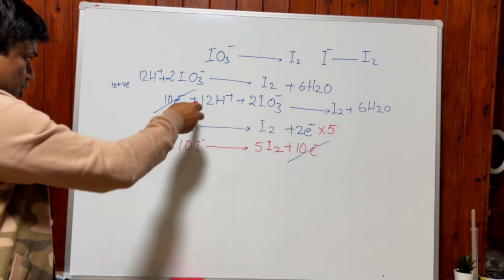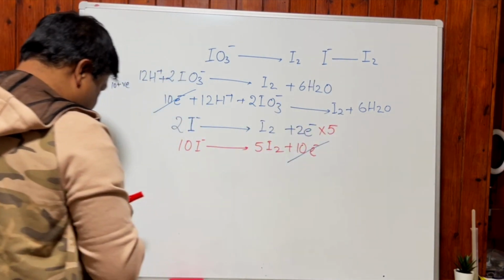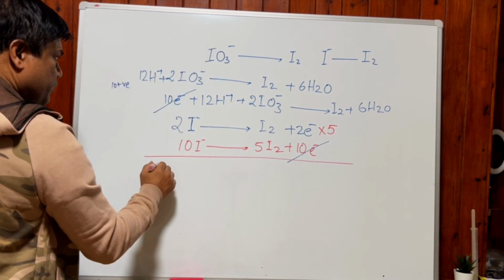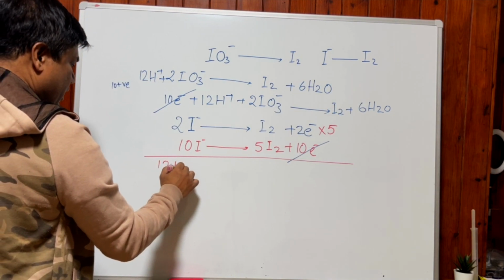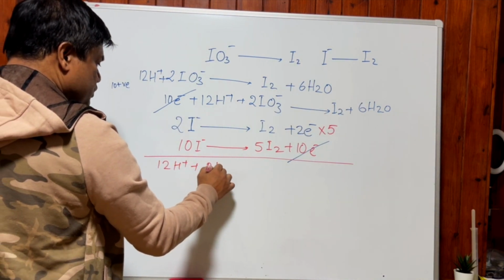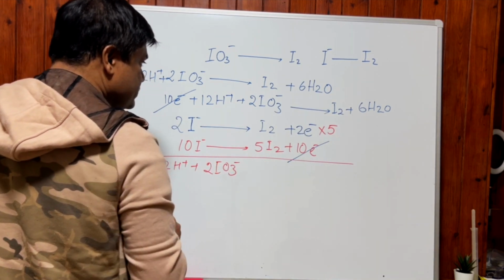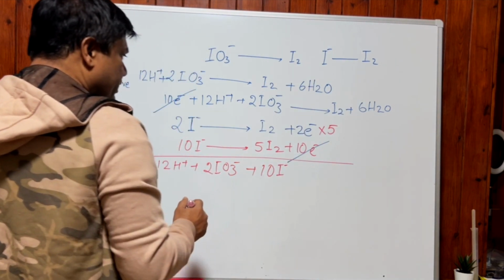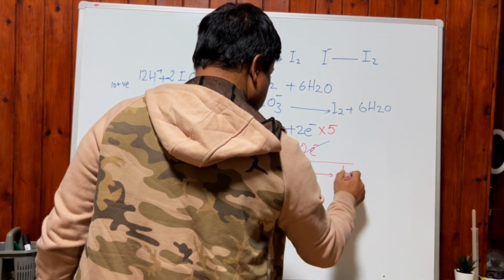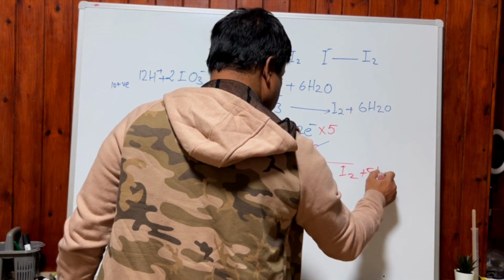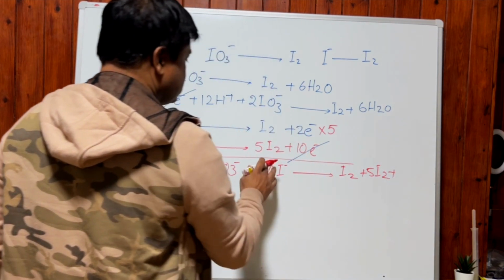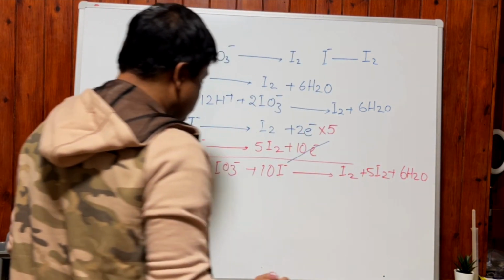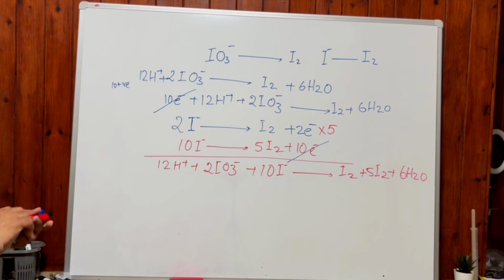Now add them up. I told you, reactants on the reactant side, products on the product side. So we have 12 H plus plus 2IO3 minus plus 10 iodide, that becomes I2 plus 5I2 plus 6 water molecules. Check the equation is balanced or not.